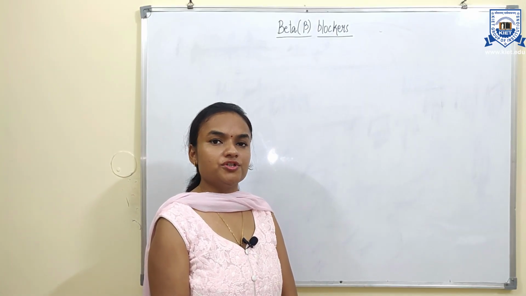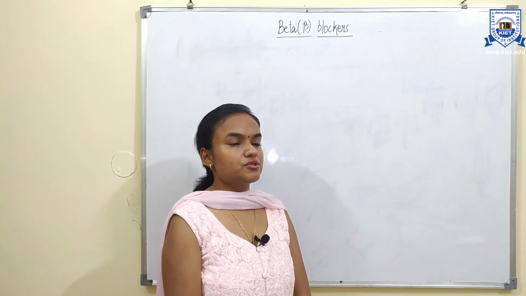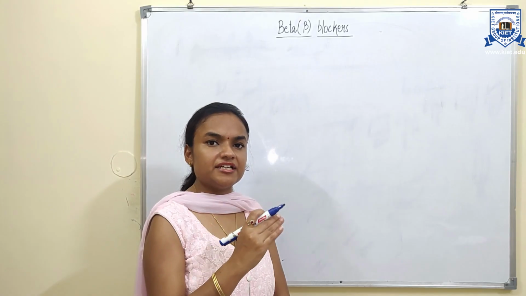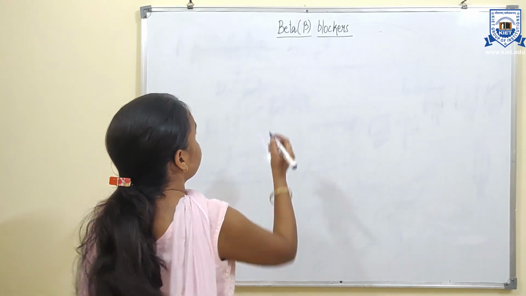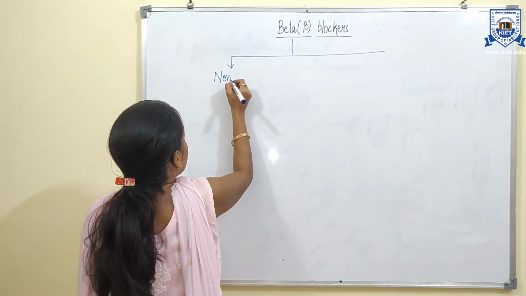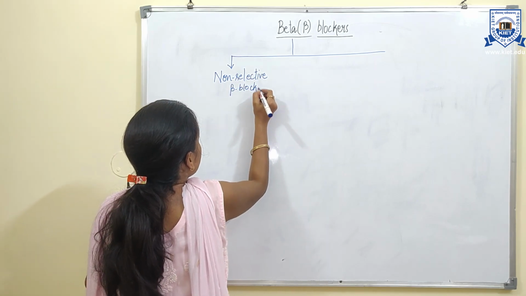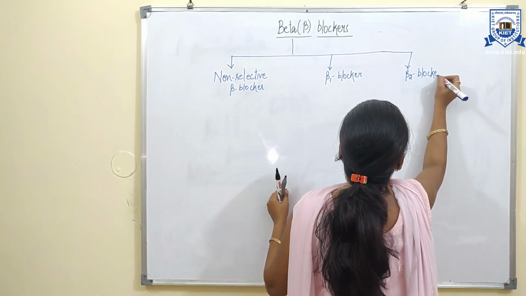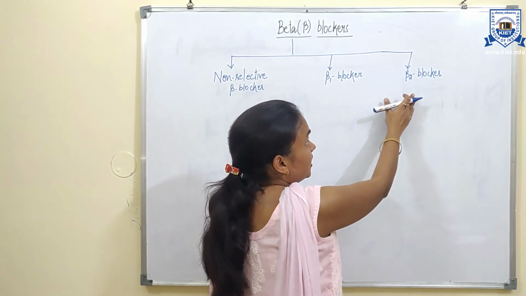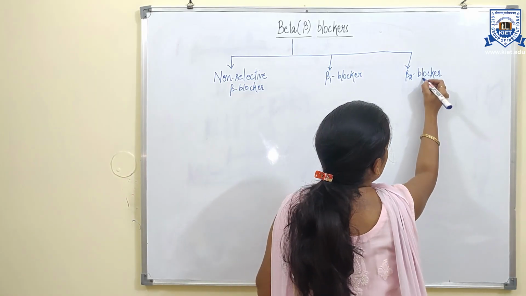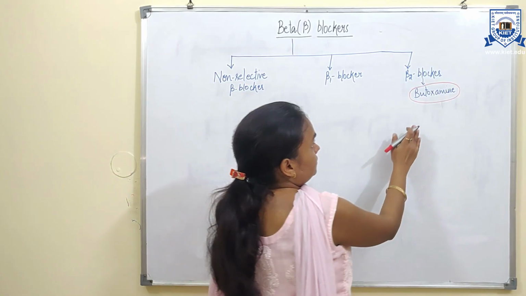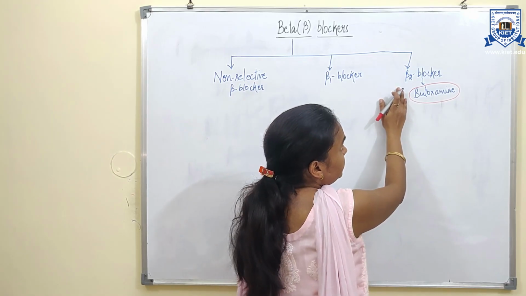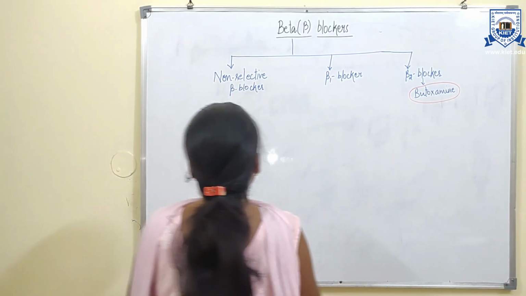So today we are going to discuss the beta blockers. Beta blockers are generally of three types: non-selective beta blockers, beta 1 selective and beta 2 selective. The beta 2 blocker has no clinical utility. The name of the drug is butoxamine. Since butoxamine has no such clinical utility, we will not discuss the beta 2 blocker further.